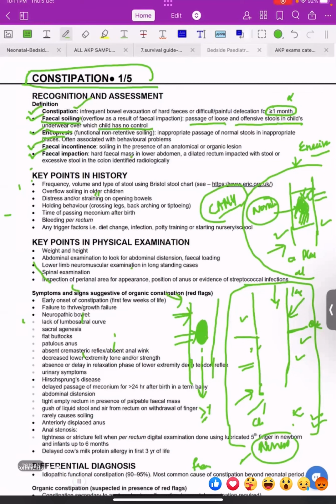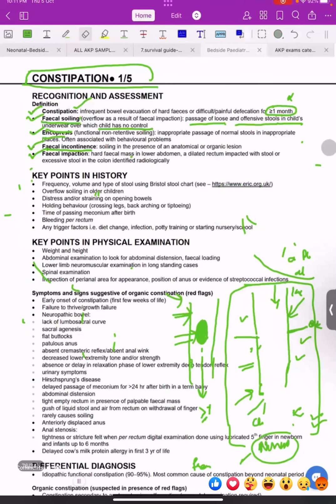Yes, you will get the recording of this session. Okay, all right. So this is the basic difference between the two. Next comes fecal incontinence. Now the same thing, but what is the difference between fecal incontinence and fecal soiling?